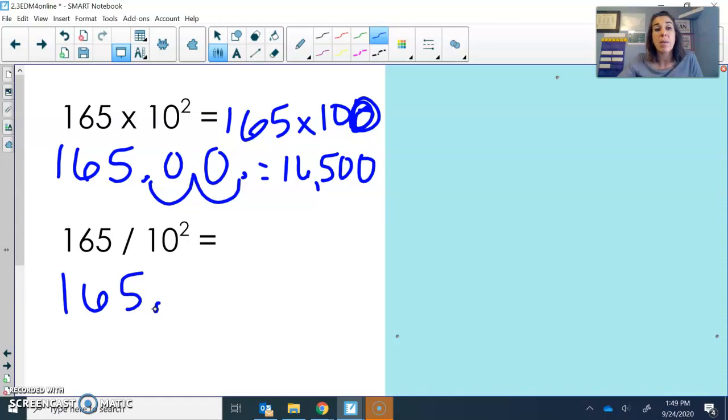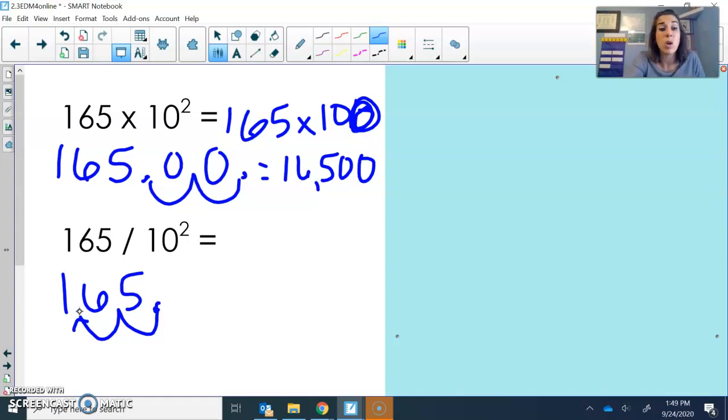And I'm dividing it by 10 squared. I'm dividing it by 100, because remember, 10 squared written in standard form is 100. There are 2 zeros because it is 10 squared. So I am going to divide, which means move my decimal point to the left 2 spots.